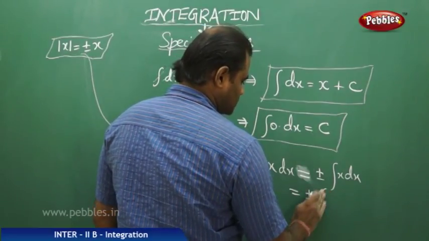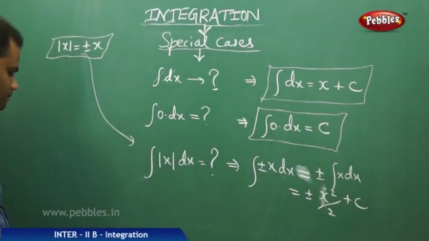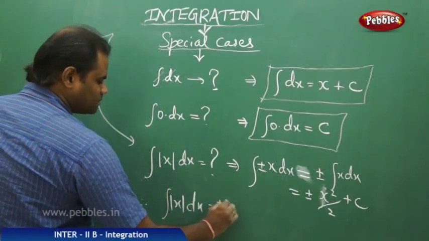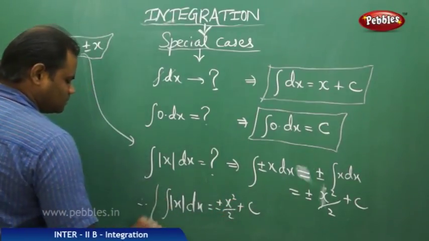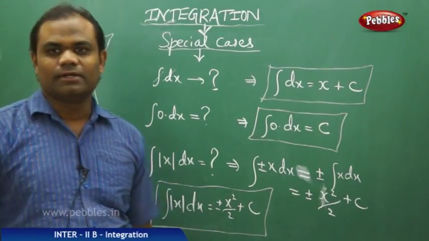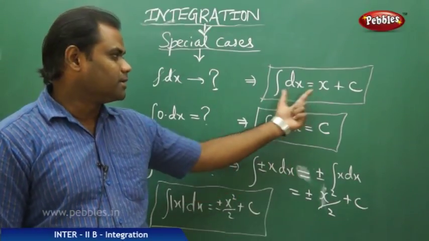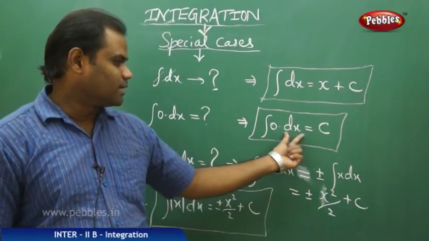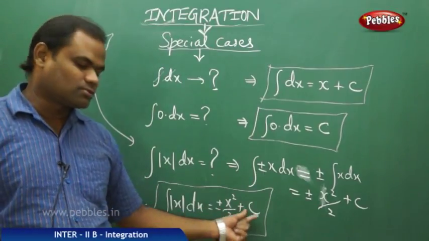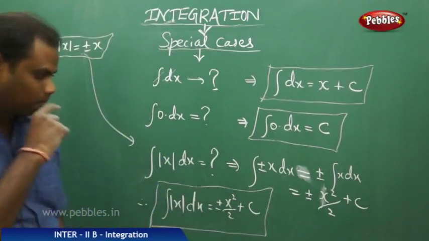Plus or minus integral x dx is x squared by 2 plus c. Therefore, integral mod x dx is plus or minus x squared by 2 plus c, is what we get as special cases of integration connected with the special cases of the functions. Integral dx is x plus c. Integral 0 dx is c, the constant of integration. Integral mod x dx is plus or minus x squared by 2 plus c. This is how we understand the concept.